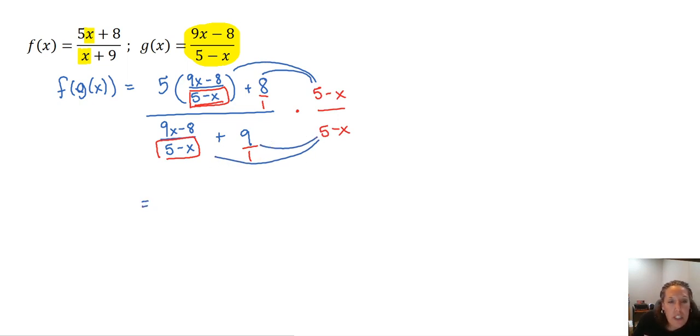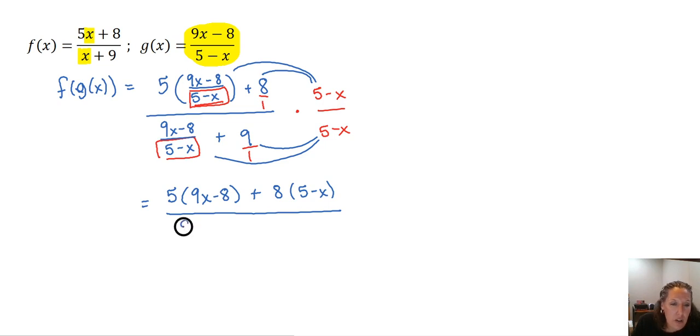All right, when we distribute it to this first term, it's going to divide out and cancel out with that denominator, and we'll be left with 5 times our numerator, 9x minus 8. When we distribute it to this second term, nothing's going to cancel out, and so we'll just get 8 times that quantity, 5 minus x. On the denominator, our first term is going to cancel out, leaving us with that numerator.